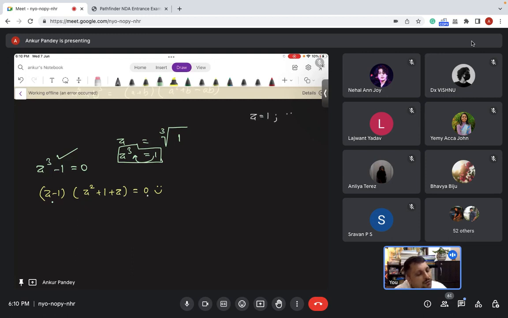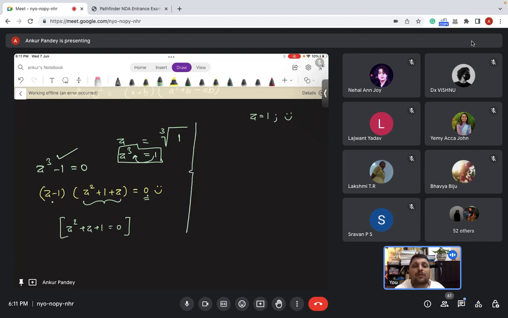Yes, this we know. But if this part is equal to 0, we are not in a thick soup. We have a way to come out. Z square plus z plus 1 equal to 0 can be solved by quadratic formula.